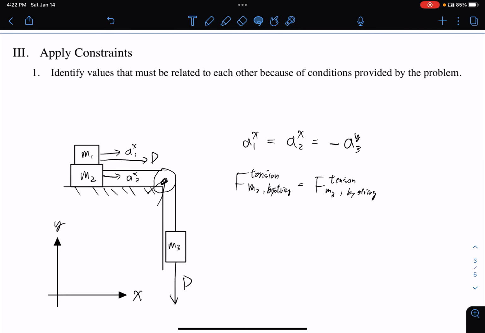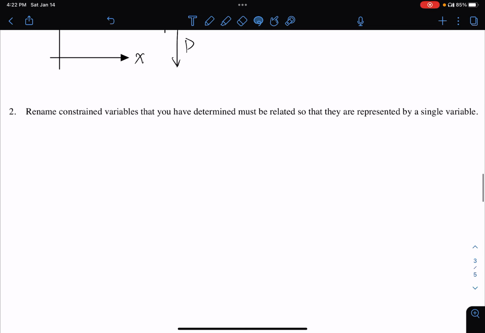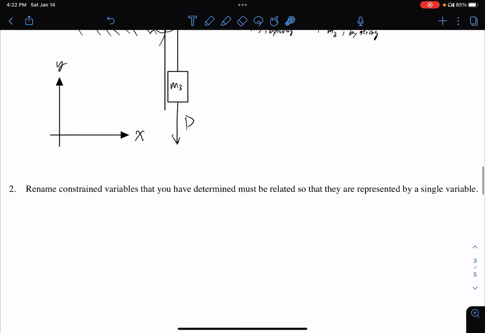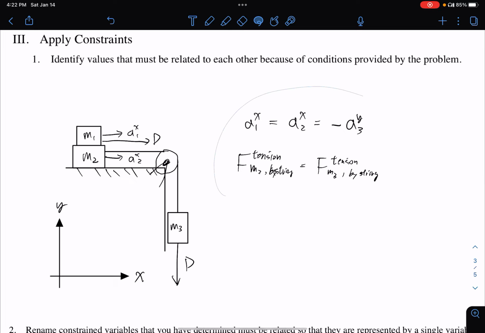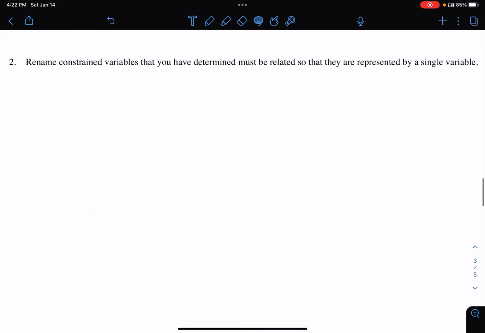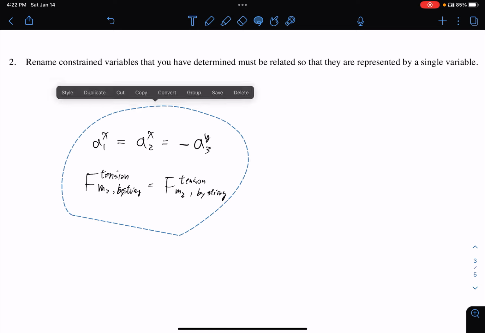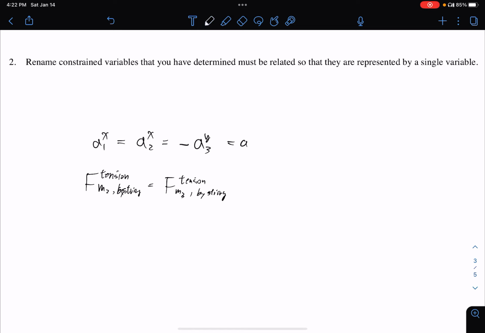Now we can use these constraints to simplify our calculations by using the same variable to rename them. Let's name all these accelerations with acceleration A and the tension by capital T. Make sure to be careful when we use a_y to rewrite it. When we write a_y with A, it's going to be minus A because there's a negative sign here.